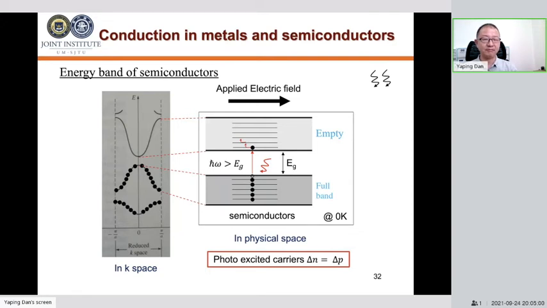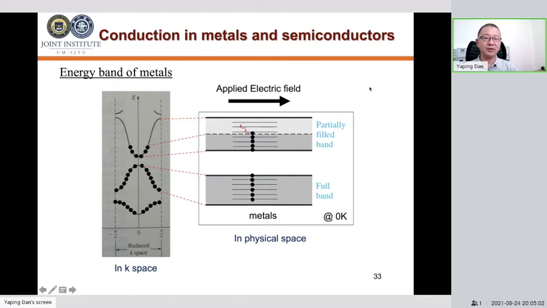Now let's take a look at the energy band of the metal. Metal has particular band structures. It is partially filled. The highest energy level is in a band that is partially filled. Unlike a semiconductor, where this band is empty, it is actually partially filled.